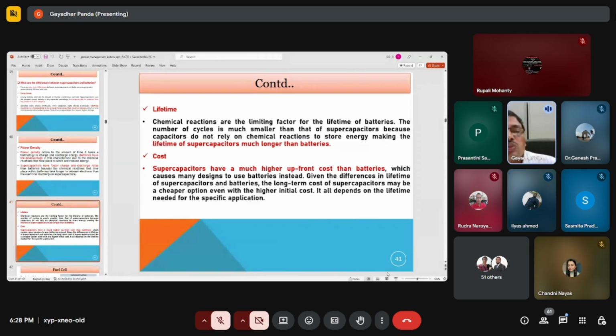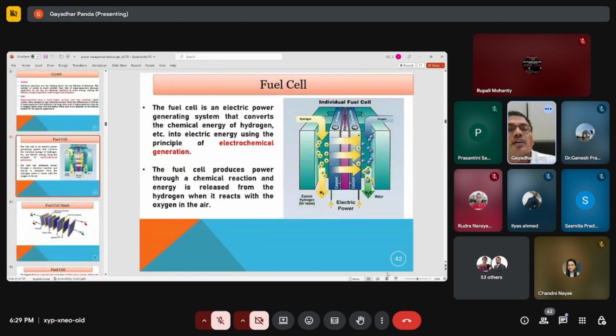And if you come to the lifetime, chemical reactions are the limiting factors for the lifetime of the battery. That means lifetime is comparatively less in the case of batteries with respect to the supercapacitor. But the cost is high in the case of supercapacitor. If you select the same rating of supercapacitor and battery, you have to pay more for the supercapacitor.